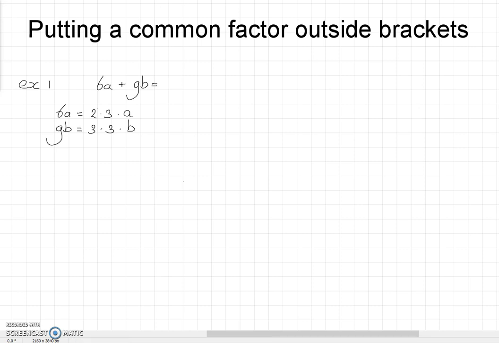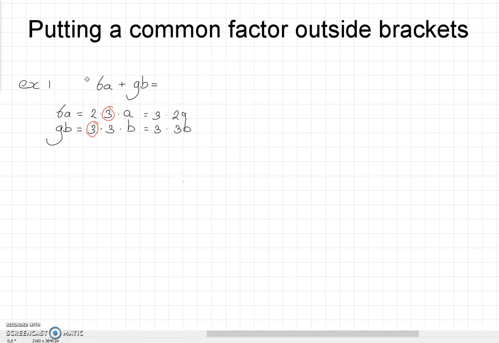Now we note that in both factorizations of these two terms there is a 3. There's a 3 in this one and there's a 3 in that one. So that means that the two expressions can be written down as 3 times something else. So this one becomes 3 times 2a, and this one becomes 3 times 3b.